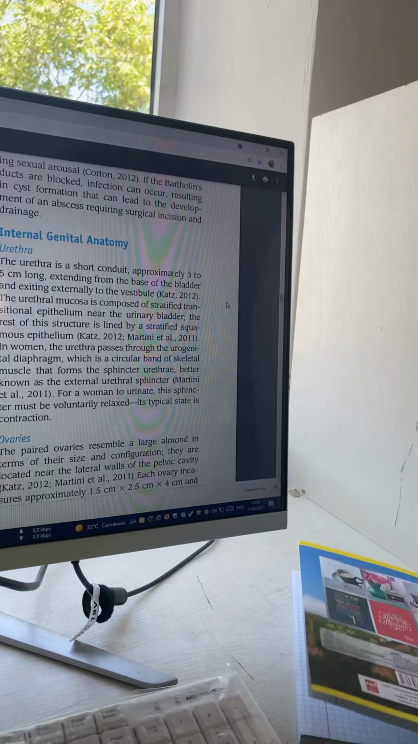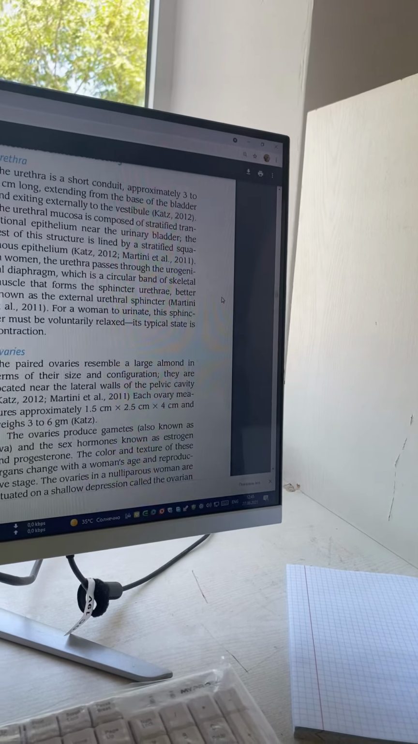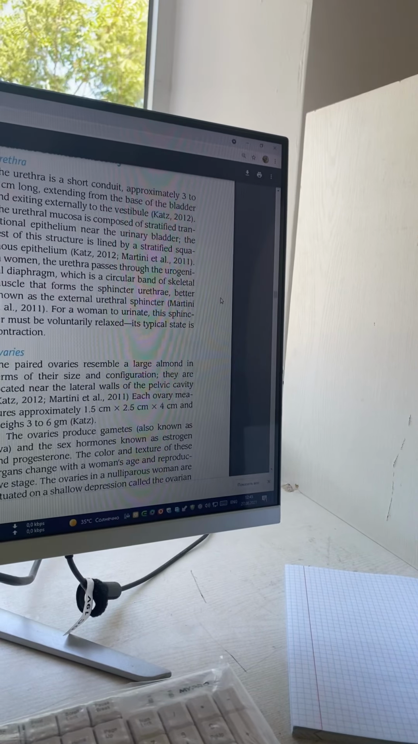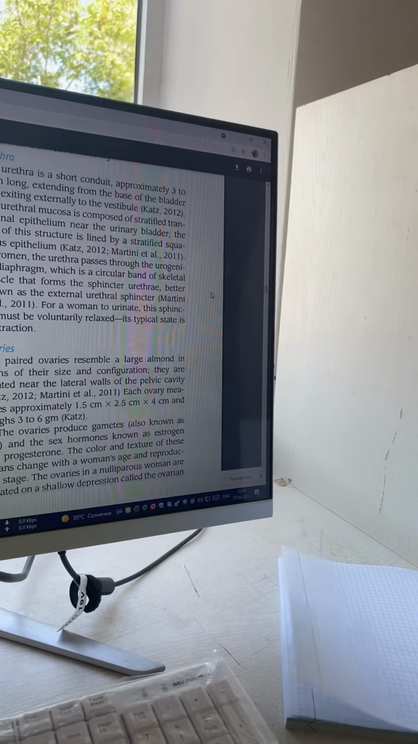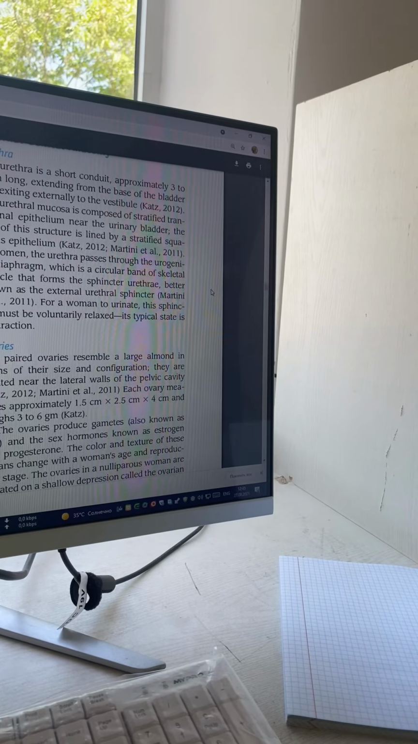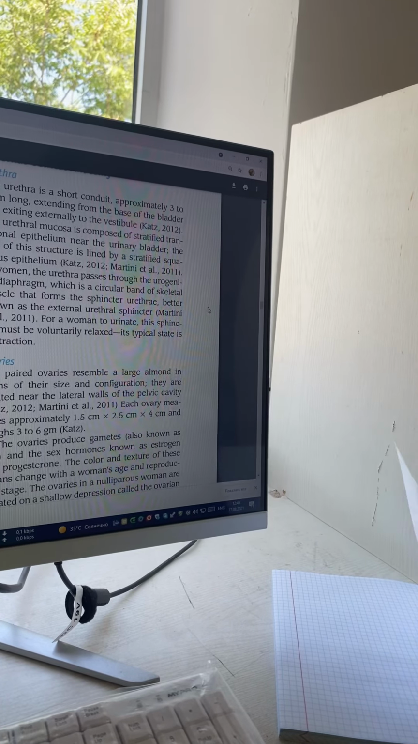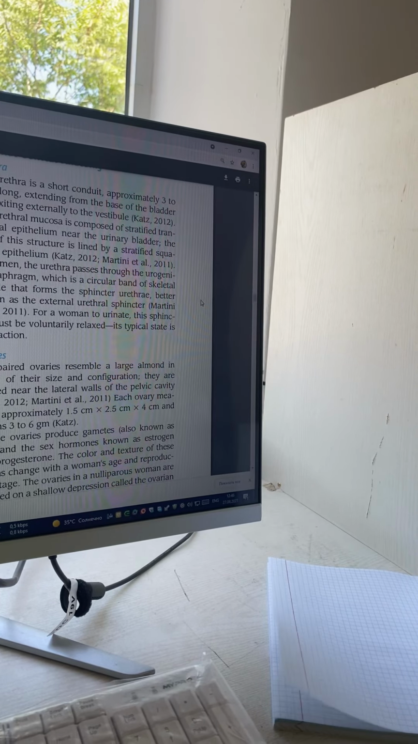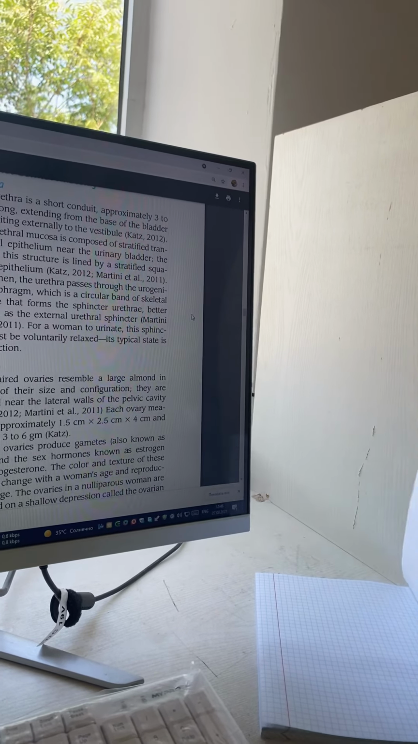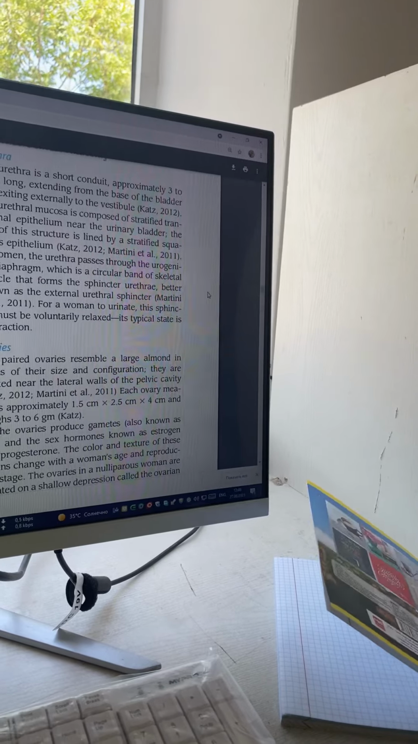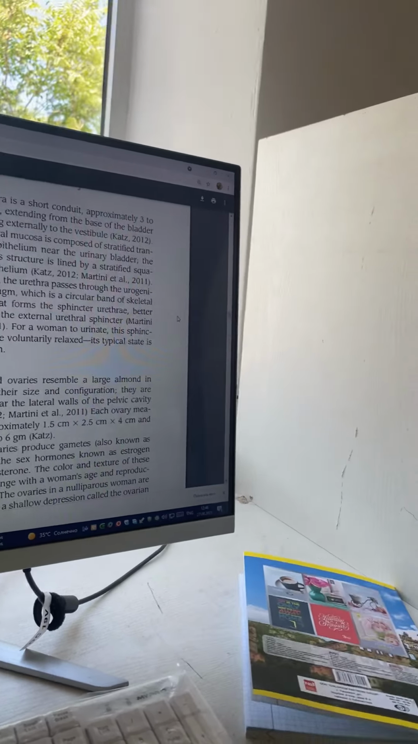Internal genital anatomy. Urethra. Ovaries. The urethra is a short conduit approximately 3 to 5 centimeters long, extending from the base of the bladder and exiting externally to the vestibule. The urethral mucosa is composed of stratified transitional epithelium near the urinary bladder. The rest of this structure is lined by a stratified squamous epithelium.